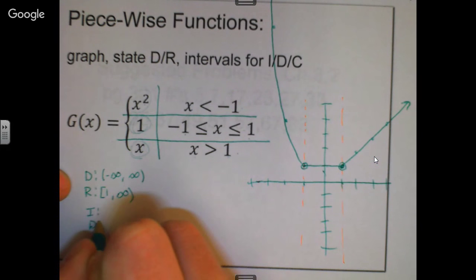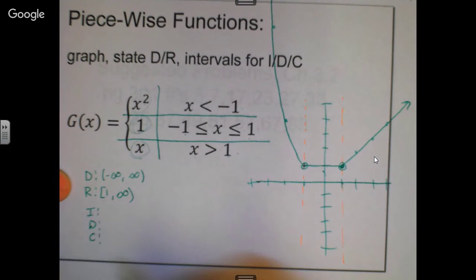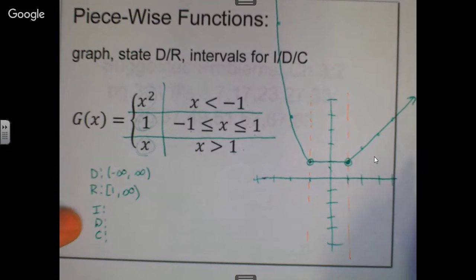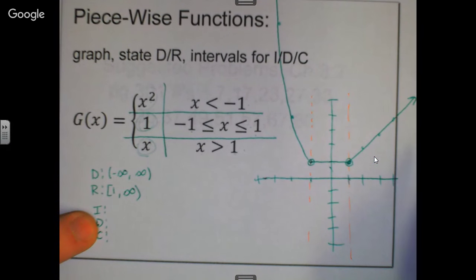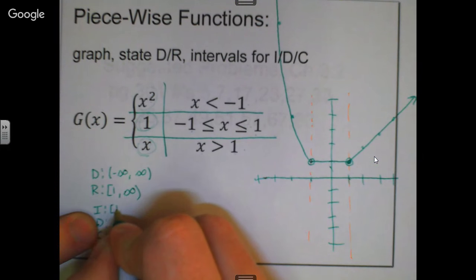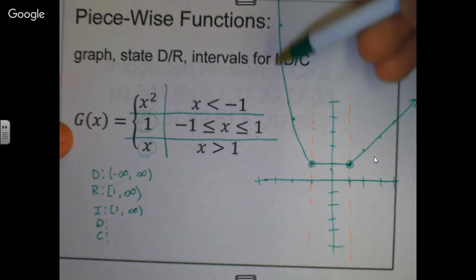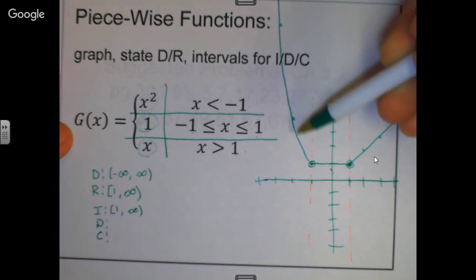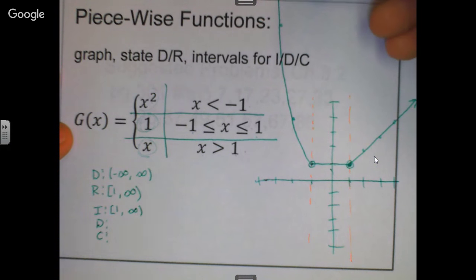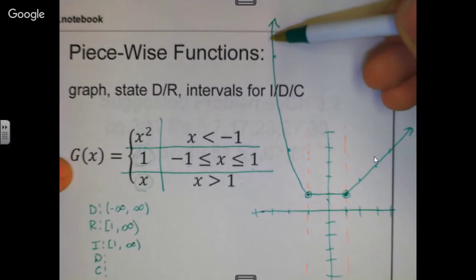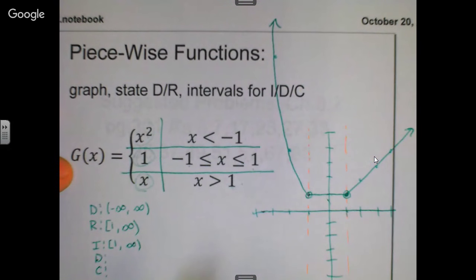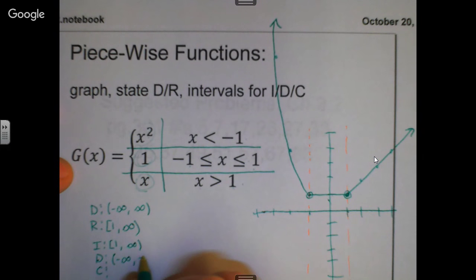Increasing, decreasing, and constant. Okay. Where is my graph increasing? Well, it's increasing from 1 to infinity. Where is it decreasing? Well, it has a negative slope right here, this portion. Now, even though this arrow is going up, we read it left to right. So it is decreasing from negative infinity to negative 1.